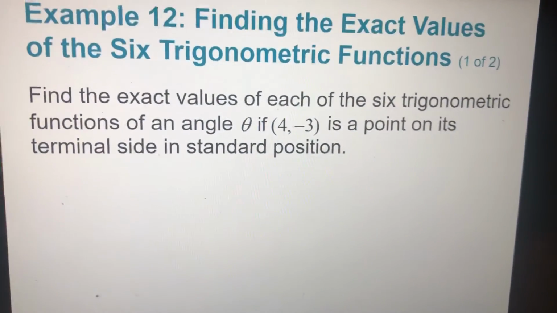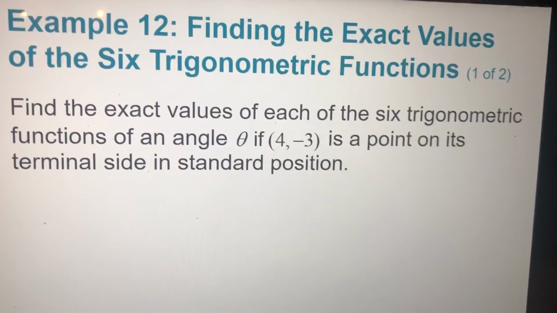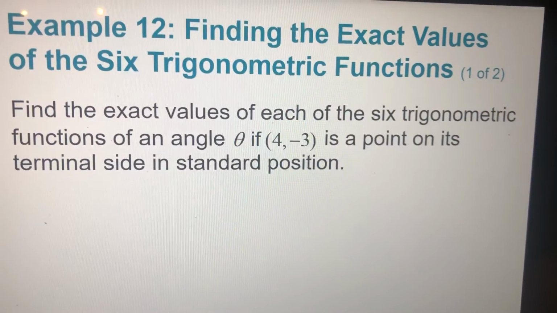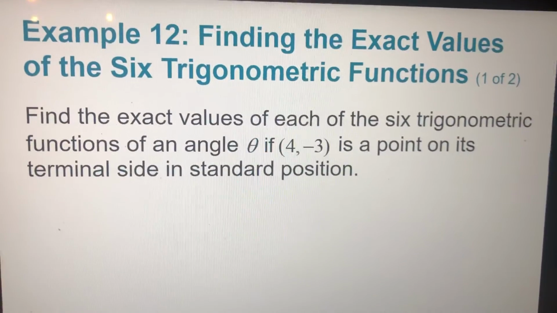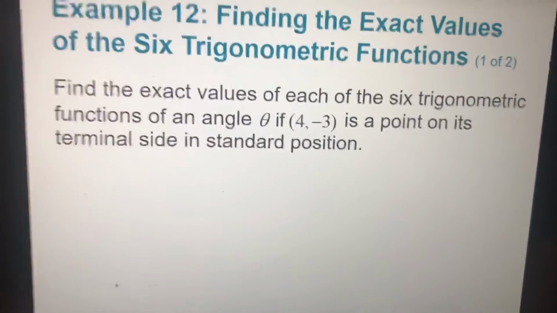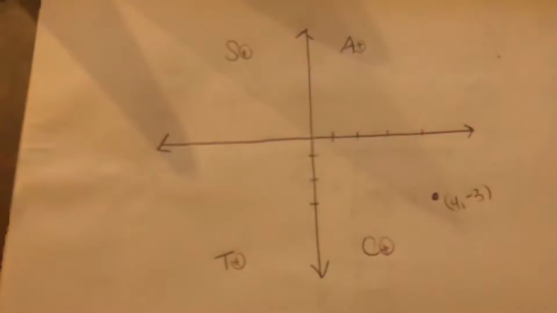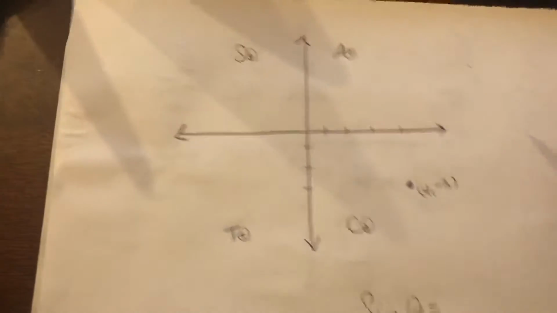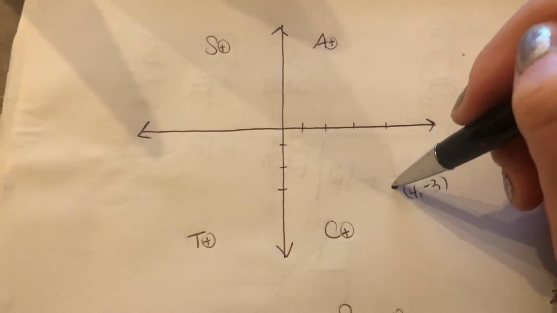So today we are going to be doing a problem like this. Find the exact values of each of the 6 trigonometric functions of an angle theta if point (4, -3) is the point on its terminal side in standard position. So what does that mean? I drew a little coordinate plane here. So if (4, -3) is the point right here, okay?